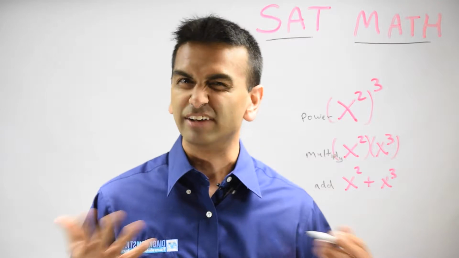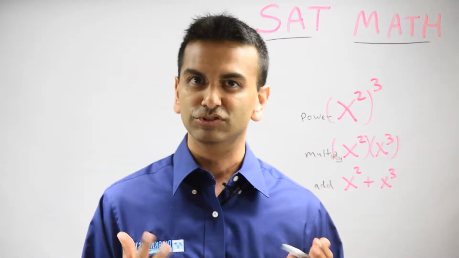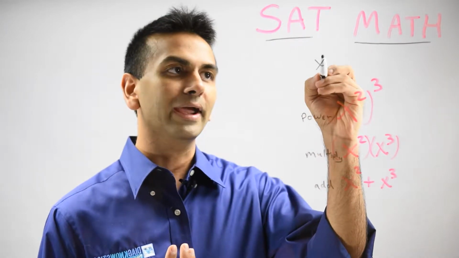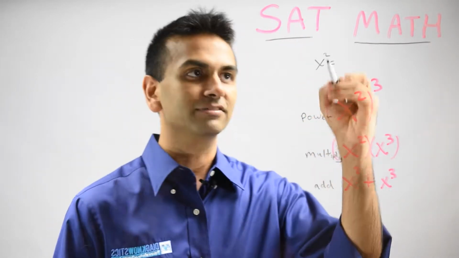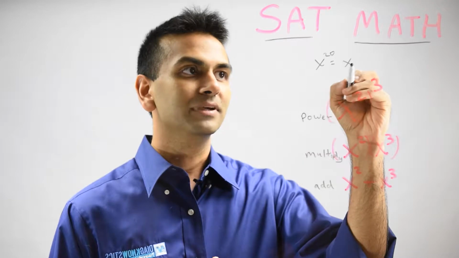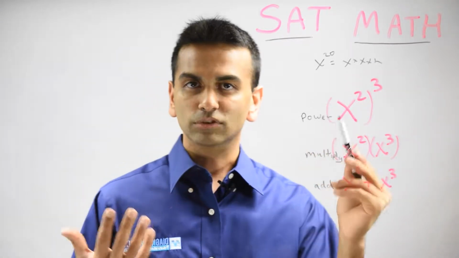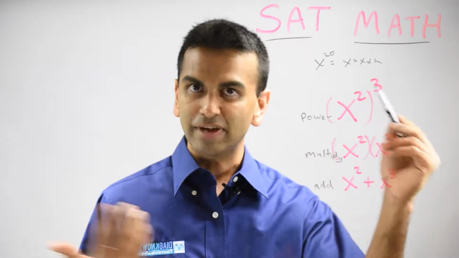First, let's talk about exponents a little bit. Exponents in general are repeated multiplication, so x squared just means x times itself. X to the 20th power means x times x times x, 20 times. So, here's a question. How do you simplify exponents?